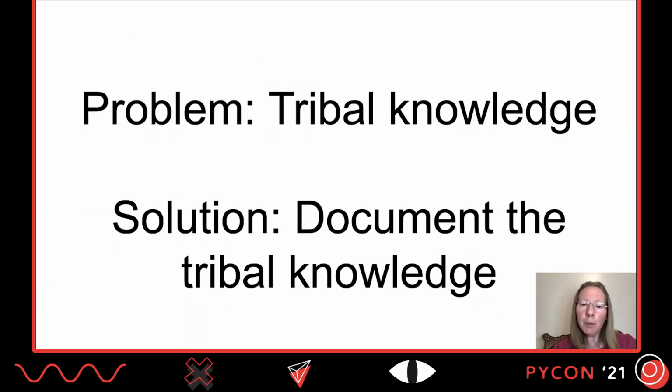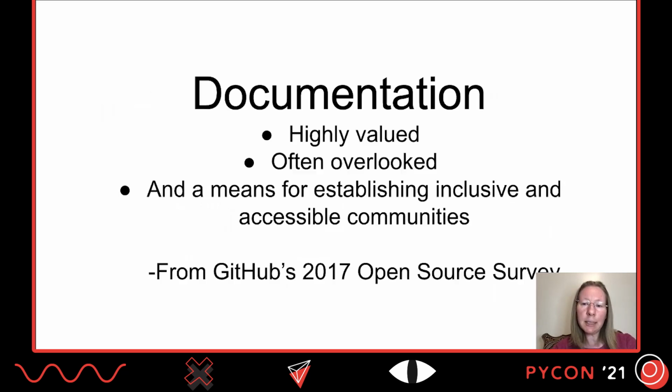The first problem I came upon was tribal knowledge, and the solution was to document the tribal knowledge. The Pinax authors knew how to do things quickly, but the knowledge remained in their heads. And so the barrier of entry knowledge-wise was fairly high, but the docs were sparse and not beginner-friendly. GitHub did an open source survey in 2017, and they found that documentation is highly valued, often overlooked, and a means for establishing inclusive and accessible communities.